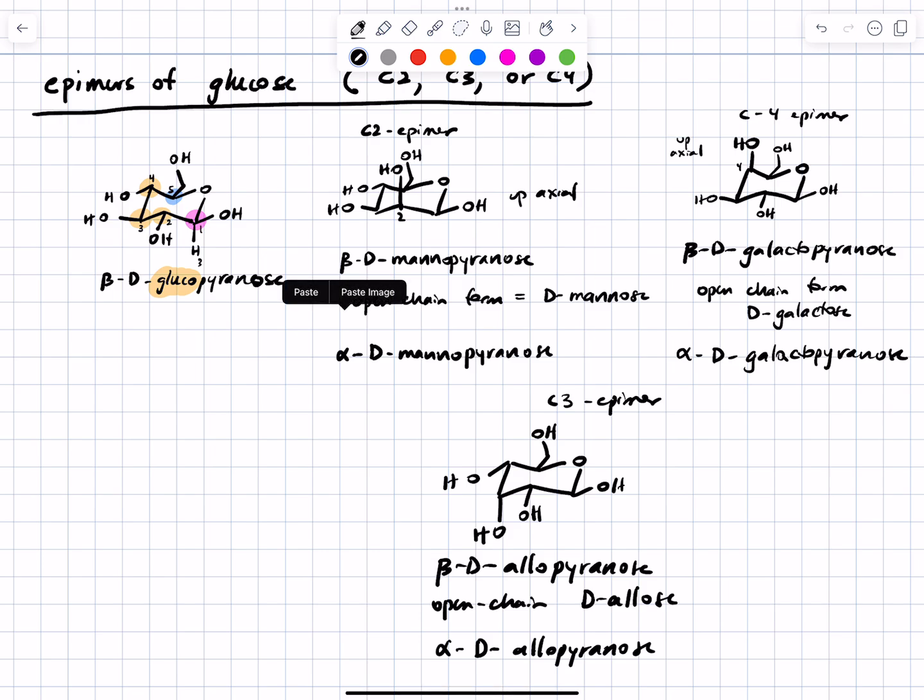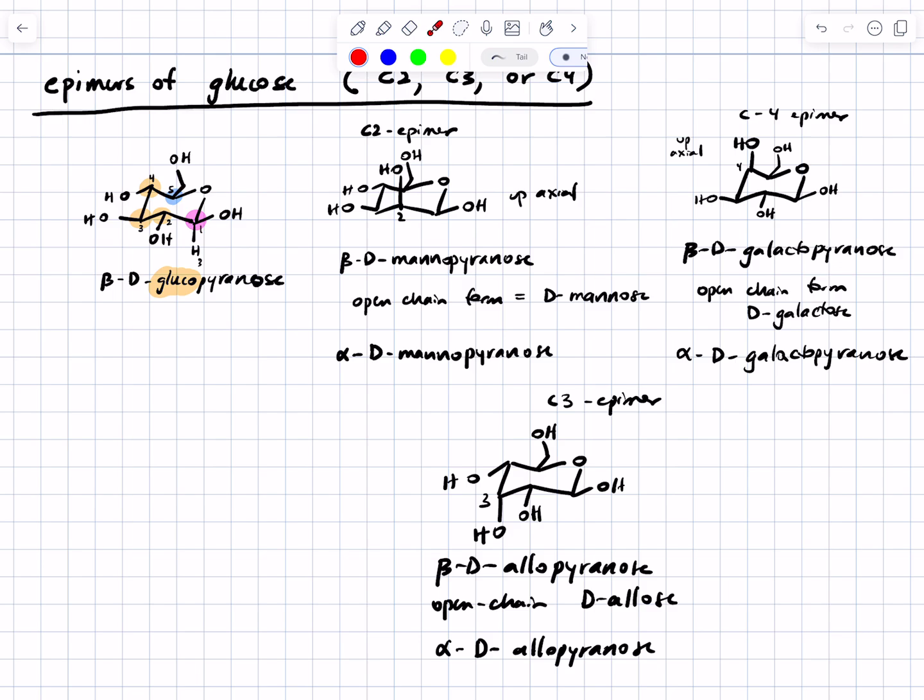So glucose is where C2, C3, C4 are equatorial when you draw it like this. Mannose is where C2 is up instead of down. Allose is where C3 is down instead of up. And galactose is where C4 is up instead of down. So those are the ones that I want you to know.